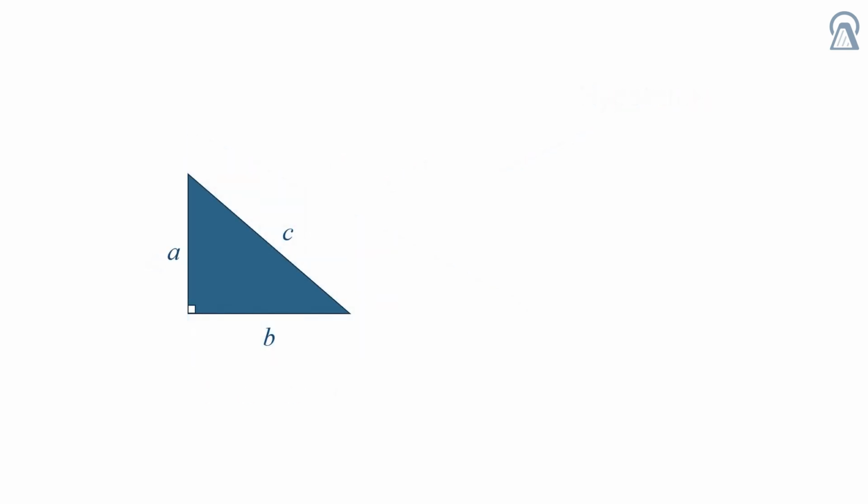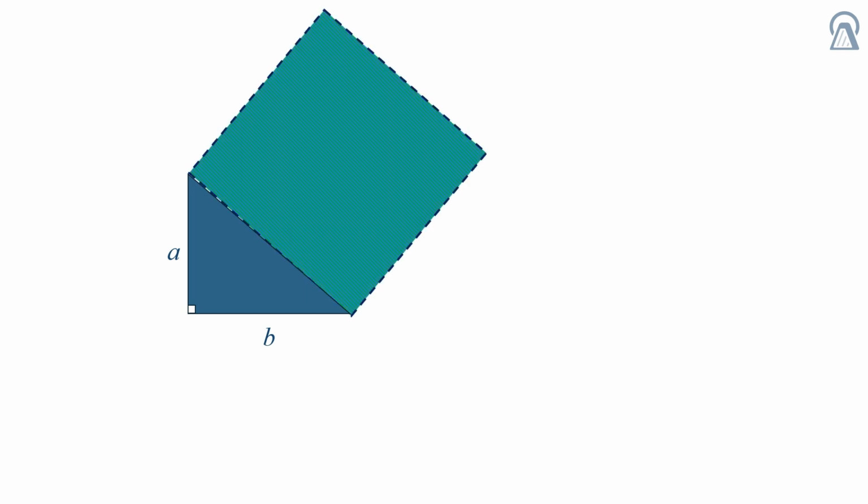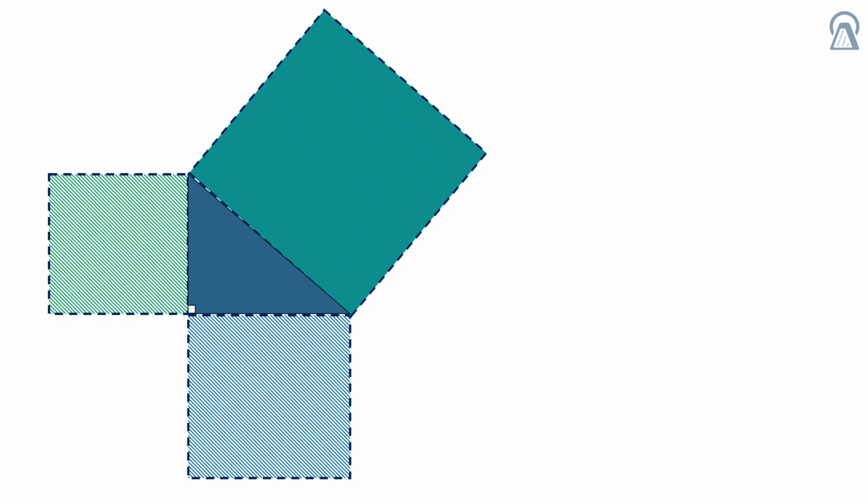So, the theorem itself states that the square of the length of the hypotenuse, which is the side opposite your right angle, it's also the longest side in your triangle, would be equal to the sum of the squares of the other two sides if you add them together. Mathematically, we express it as c squared is equal to a squared plus b squared.